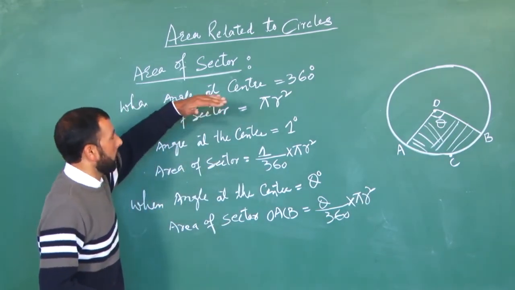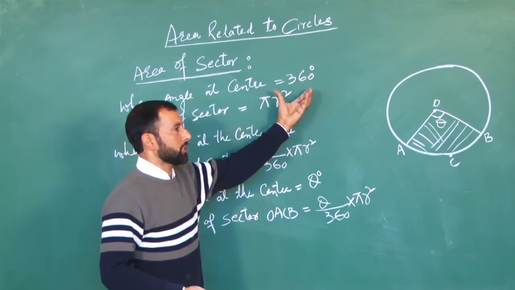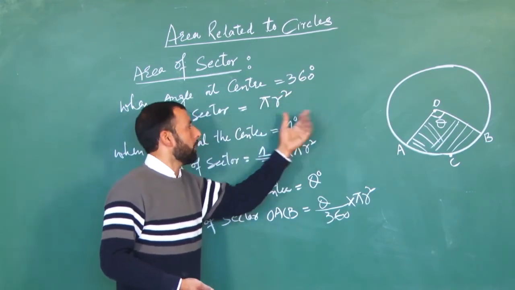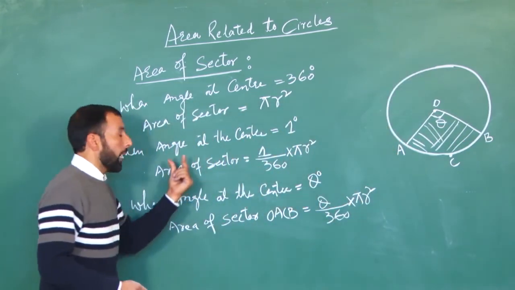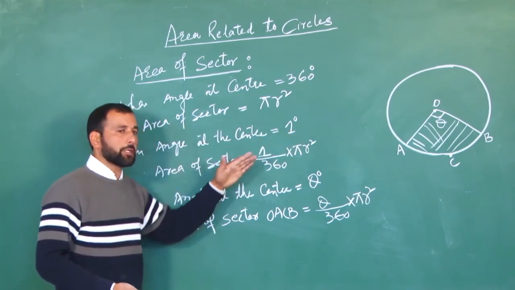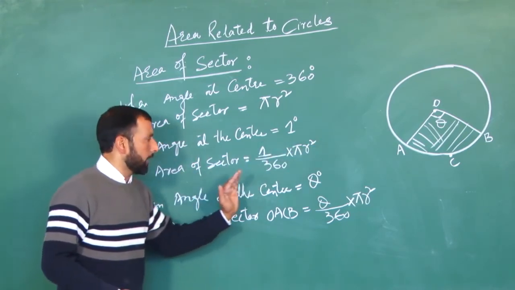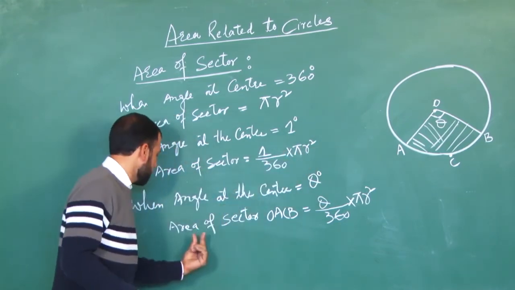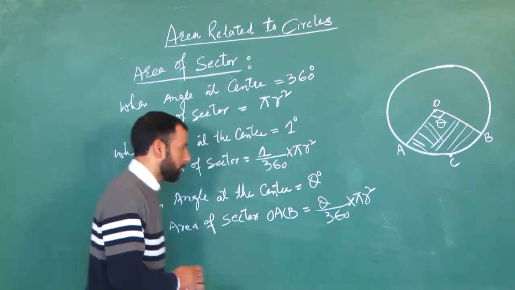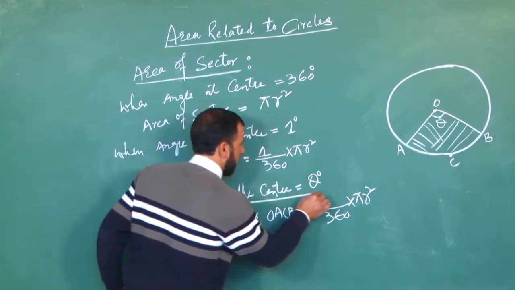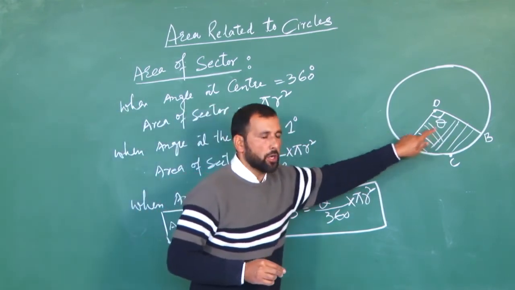Now, when the central angle is 360 degrees, the figure so formed is a circle. So when the central angle is 360 degrees, the area of the sector is equal to pi r square, because here the circle is a complete angle. When the angle at the center is 1 degree, the area of the sector is 1 divided by 360 of the complete angle into pi r square. Similarly, when the angle at the center is theta degrees in general, the area of sector OACB is theta divided by 360 into pi r square. This is the formula for finding the area of a sector when the angle is theta degrees.